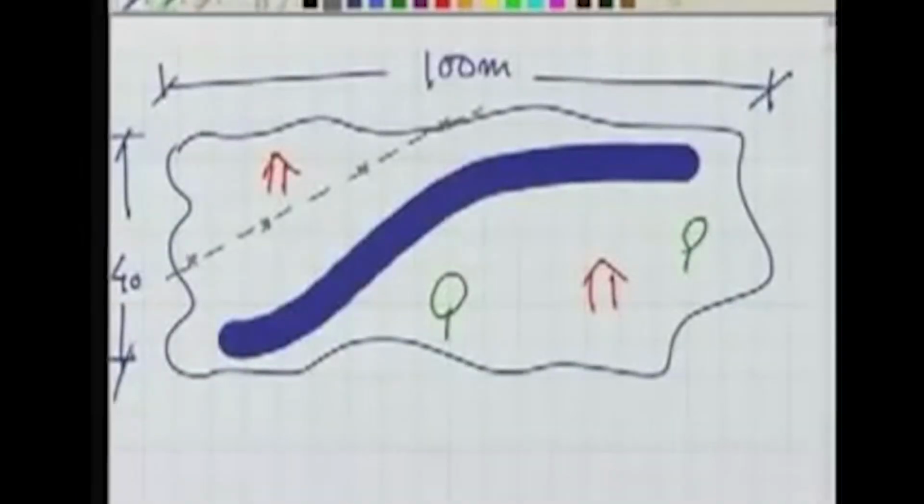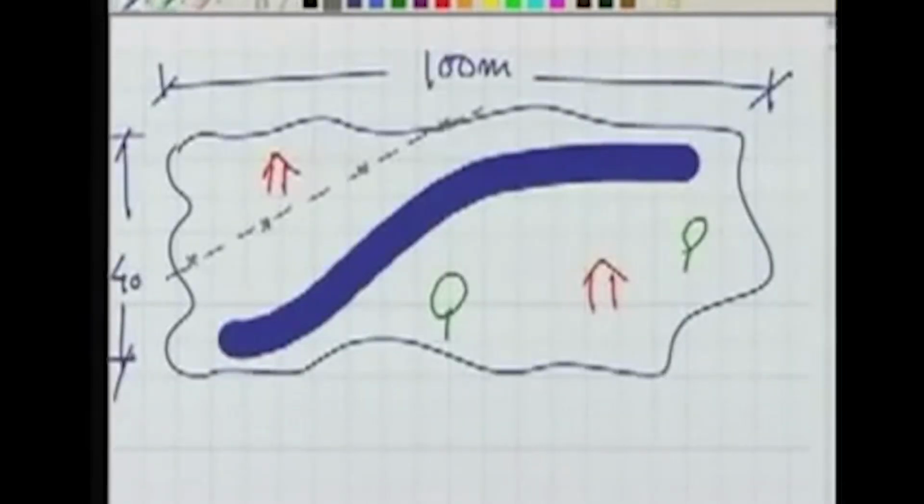Now we want to make a map of this and we want to make use of chain and tape for this purpose. So we will see what should be the procedure, what are the various steps in order to make a map of this. So I will start step by step. The step number 1, as you know, is reconnaissance. What is the meaning of reconnaissance? We go to our area, we observe our area, we make a rough sketch of the area and we decide what strategy we are going to make use of in order to make the map.